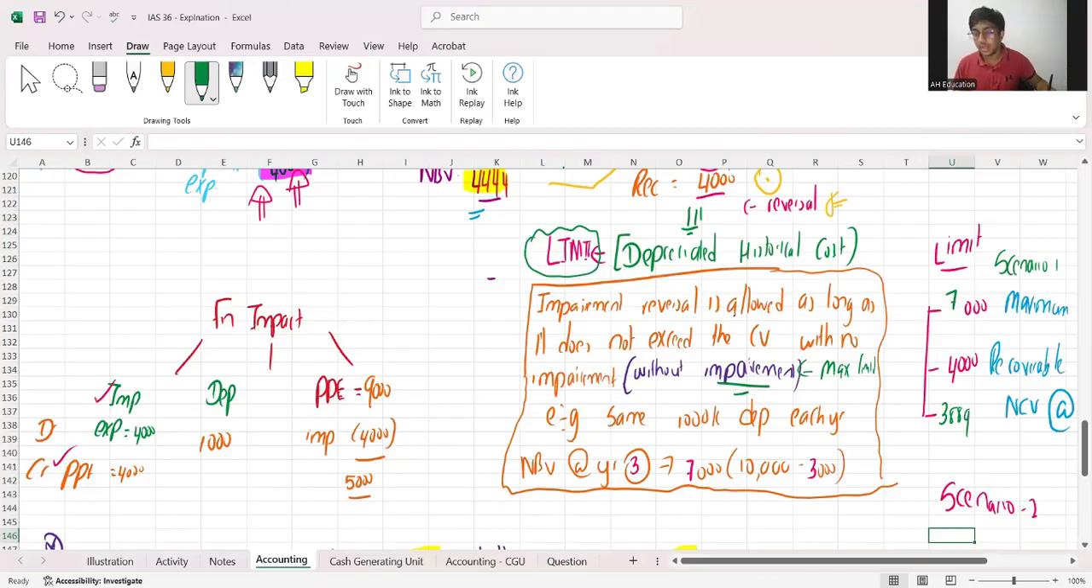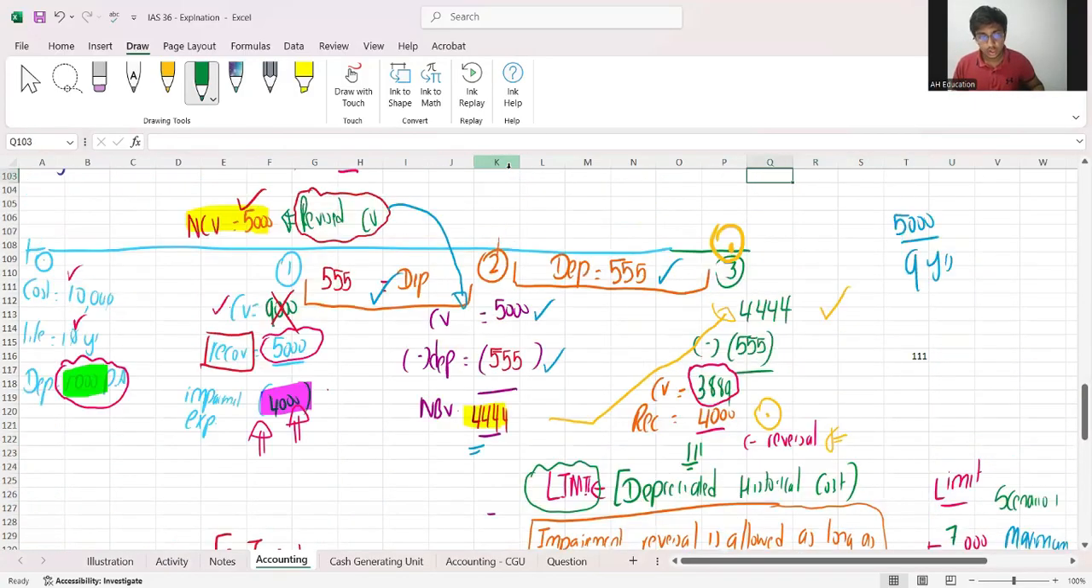I'm again repeating. Normally, what our students try to do is, if there's a reversal, they compare the carrying value with the recoverable value, and the difference they take as the impairment reversal. That is totally wrong, because there is a maximum limit that you need to follow. So how do you determine the maximum limit? The maximum limit is your carrying value or net book value without impairment.